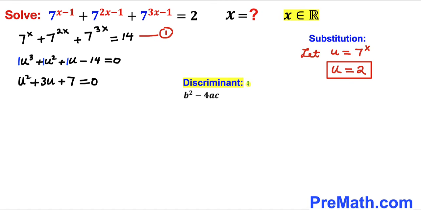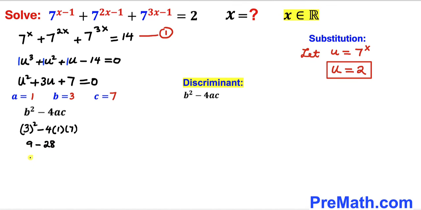And now let's recall the discriminant, b square minus 4 times a c. And here we can see our a value, the coefficient of u square, is 1, and then b value is this coefficient of u, which is 3, and then our constant c is 7. So let's go ahead and fill in the blanks in this discriminant. So this is b square means 3 square minus 4 times a is 1, c is 7, and let's simplify. 9 minus 28 is going to give us negative 19.